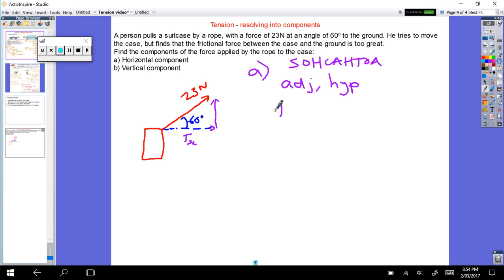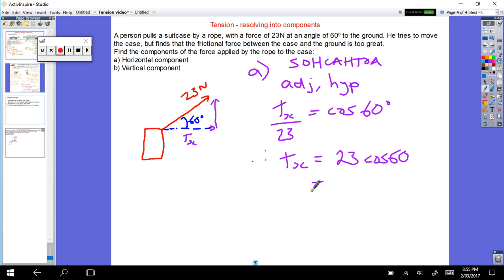So TX is cos 60 degrees, and that's adjacent over hypotenuse. So therefore TX will equal 23 cos 60. And when you get the calculator, you get 11.5 newtons.